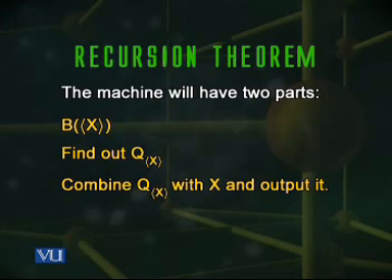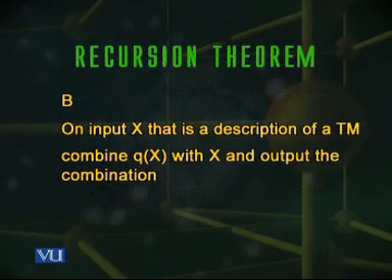So formally, let's look at how B looks like. B is equal to, on input, which is a description of a Turing machine X, combine Q of X with X and print the combination. So this Turing machine B is very simple, and what it does is it looks at its input tape and sees what is on there and acts accordingly. Now, the Turing machine A is very simple to make. Let us define A to be Q of the description of B.